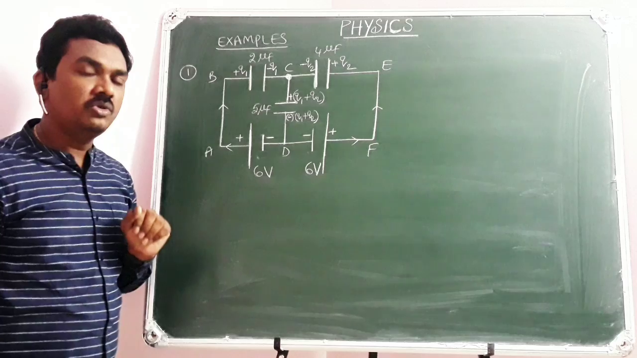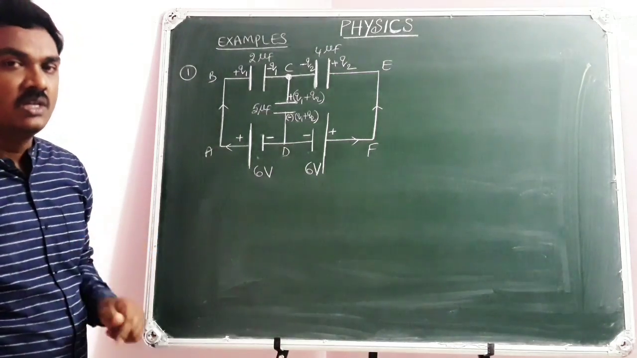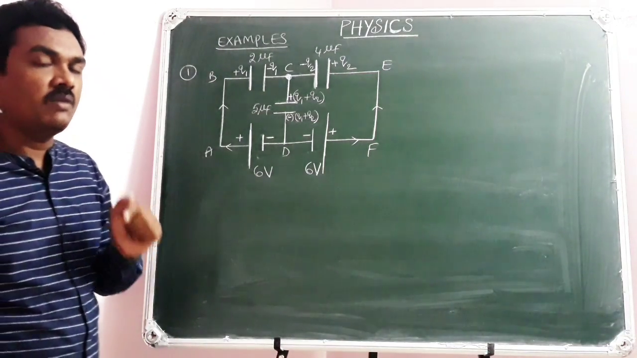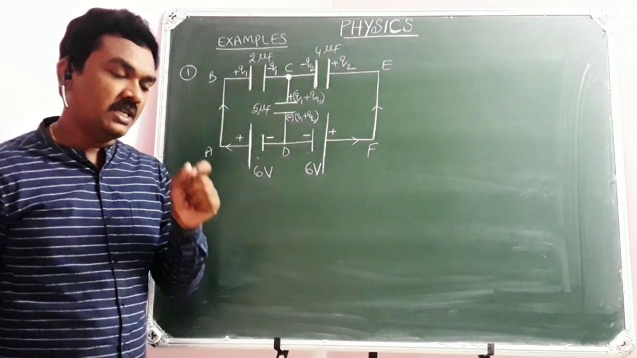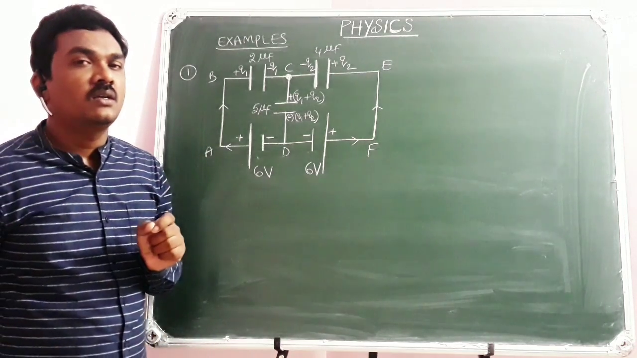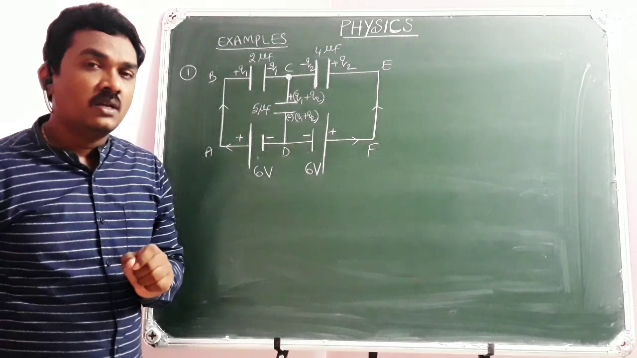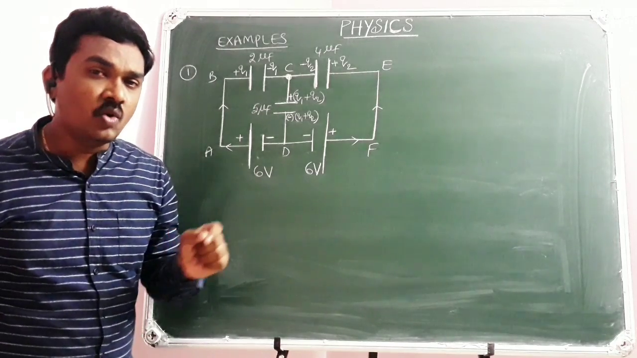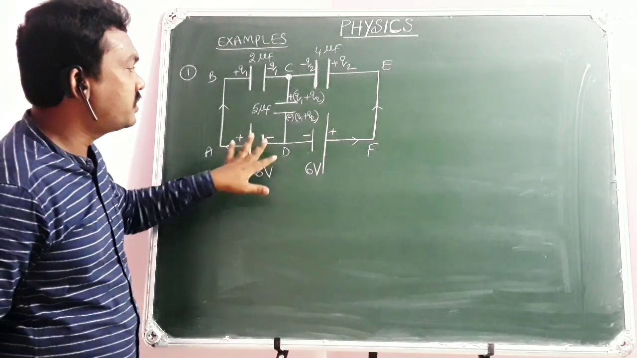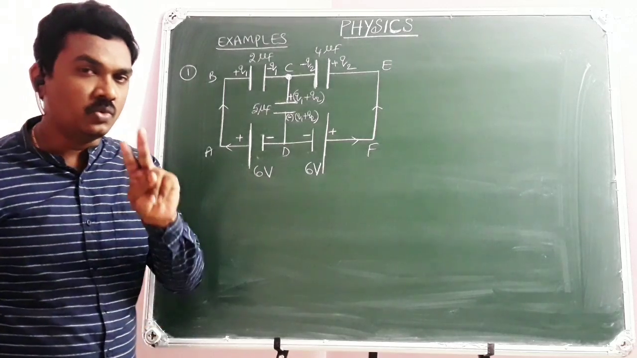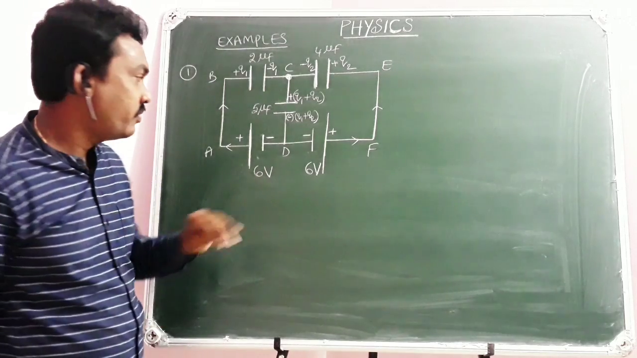Yes, you were able to identify the supposed charges on the capacitors. Now how to get the values of Q1 and Q2? Here we need to apply Kirchhoff voltage law. I repeat, Kirchhoff voltage law or loop law can be applied for any closed loop. How many closed loops can you see? Not 2, 3 closed loops you can see.